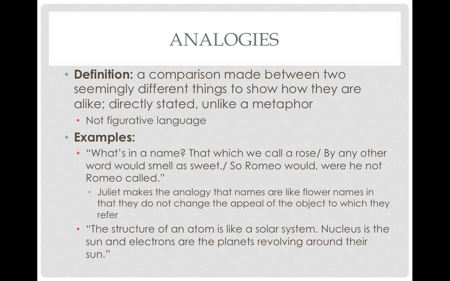Another example of an analogy, somewhat more straightforward than the Romeo and Juliet one, is this explanation: the structure of an atom is like a solar system, nucleus is the sun, and electrons are the planets revolving around their sun. So in this case, this would be an analogy because it is comparing the structure of an atom to the structure of the solar system. And we see that here it employs a simile in order to use the analogy, but the bigger point is explained in the second sentence where it continues to build on the first one. So this is an analogy.